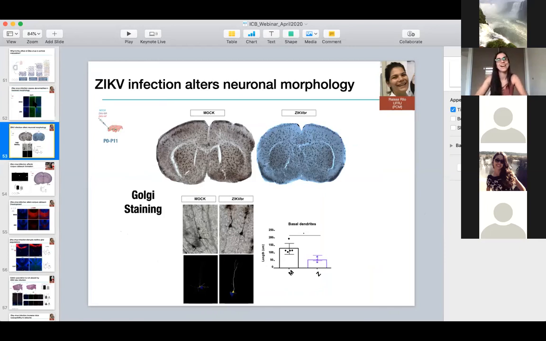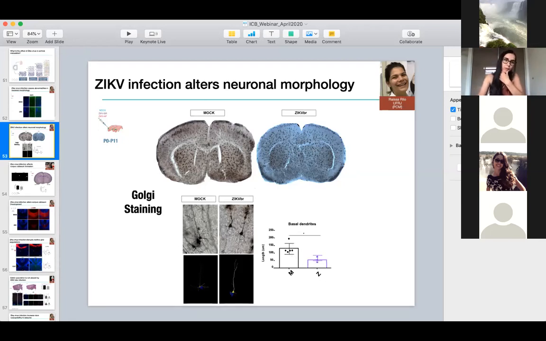It's a Golgi staining. It's a technique which was developed by Camillo Golgi, who got the Nobel Prize. So it's an ancient technique, but it very beautifully labels the neuron, the axons, and the dendrites. And as you can see here, Raisa could stain the control brains and the infected brains. And she could also reconstruct the arborization of the dendrites, the basal dendrites, the apical dendrites, and she mainly found a defect in the basal dendrites.